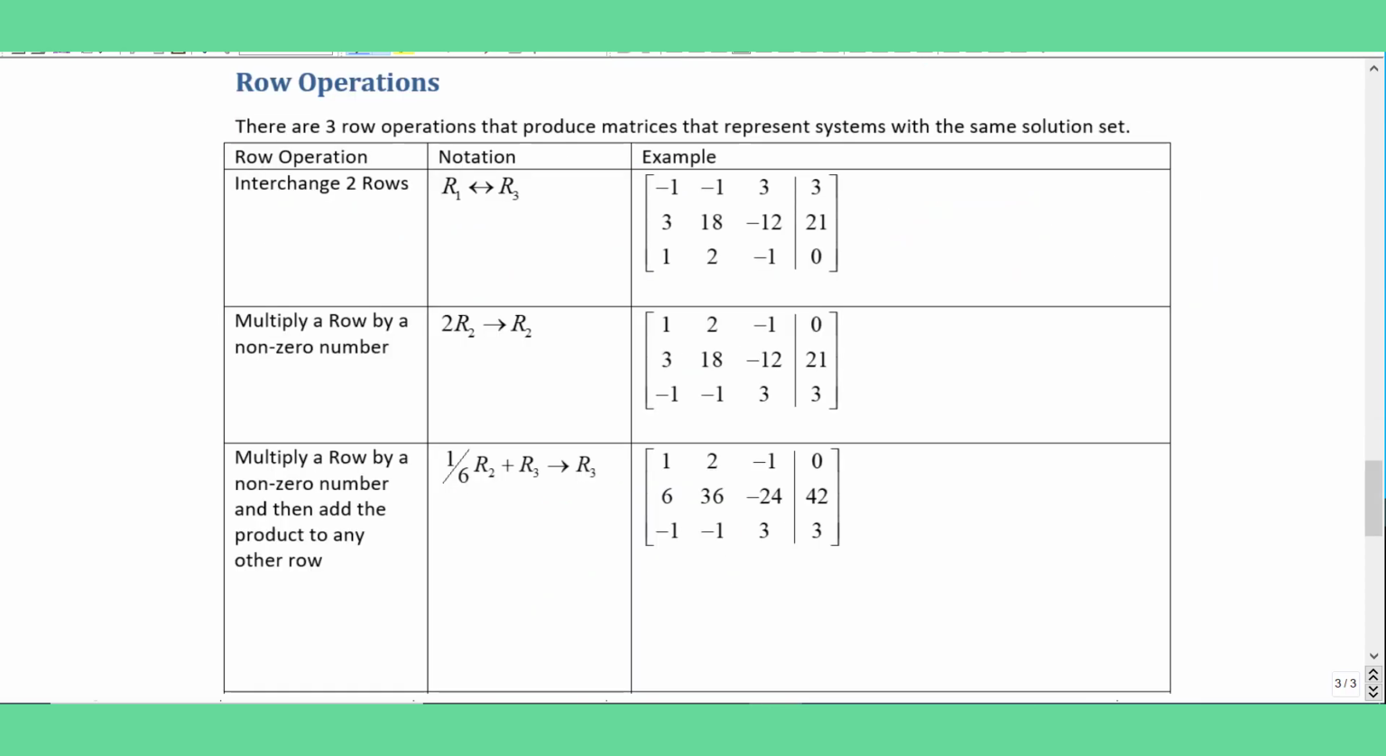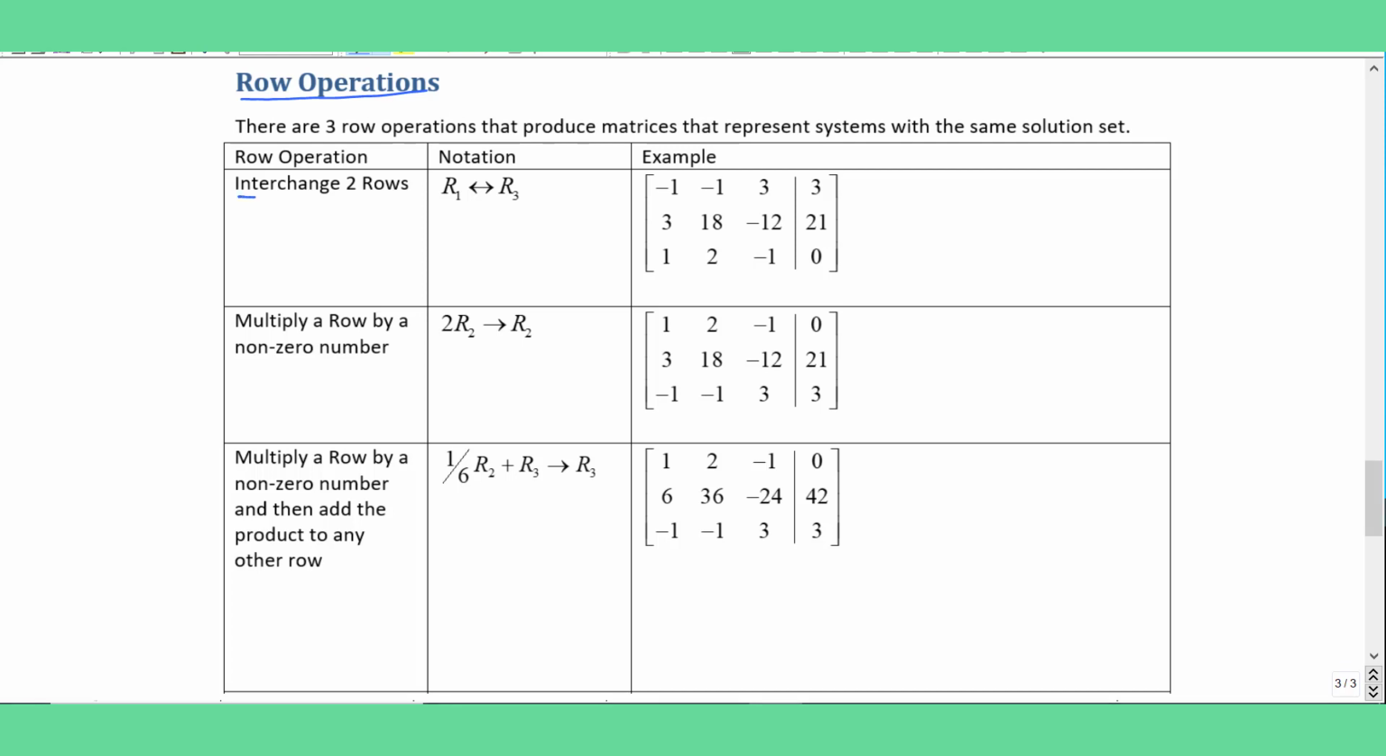Now, we've seen how to begin by putting the system of equations into an augmented matrix, and we've seen the end by once we get into echelon form, how we solve. But what are the in-between steps? These are accomplished by what's called row operations. Remember, rows are across, columns are up and down. So there are 3 row operations that you can do.